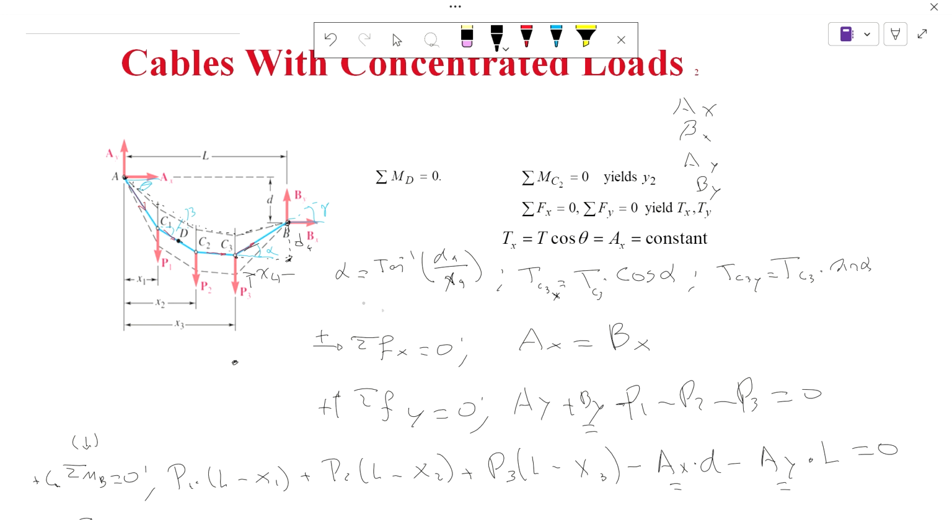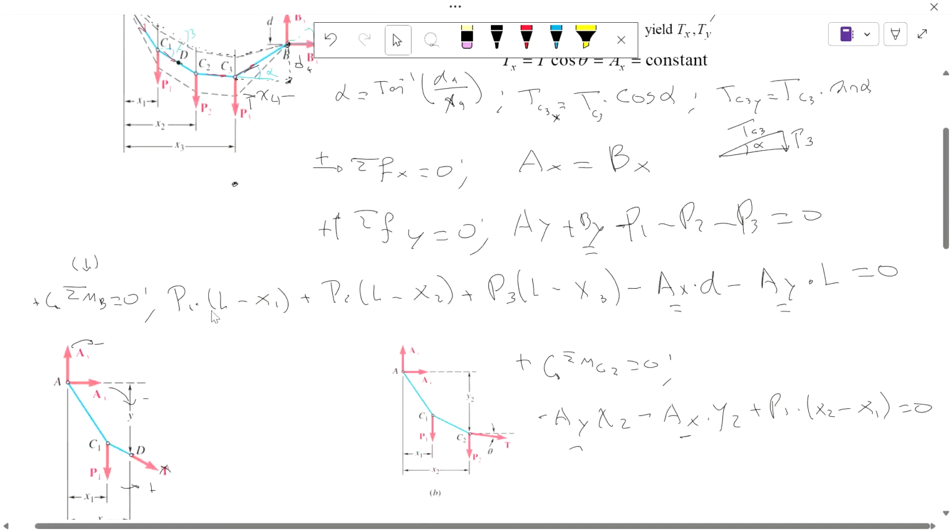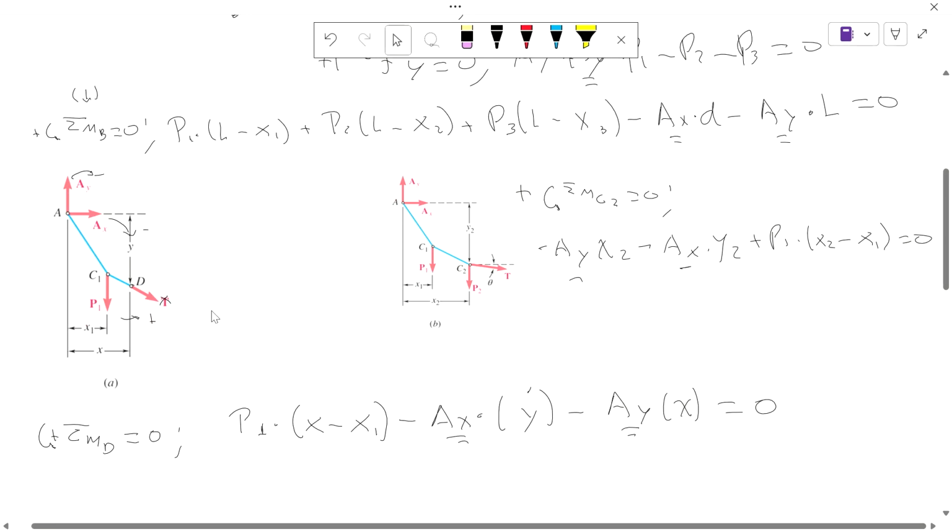Right? So if you do not have the tension, what you do have is the angle and P3. And then you can form that triangle right there, where this is alpha and this is your P3. And then you care about your tension, C3. Okay, so in that case, you can use sine of alpha. We'll see an example in a few minutes, and then we'll understand much better how to solve for each force and each angle.